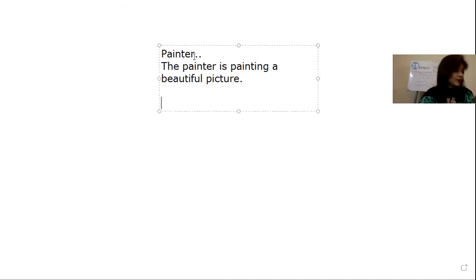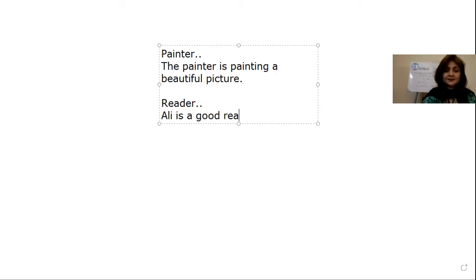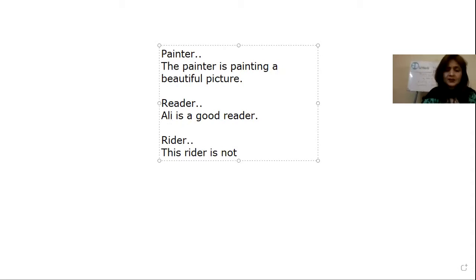Understood? Now, the next one was reading. Reader. Ali is a good reader. Ali is a good reader. Simple and easy. Now, rider. This rider is not good, or this rider is not riding properly.